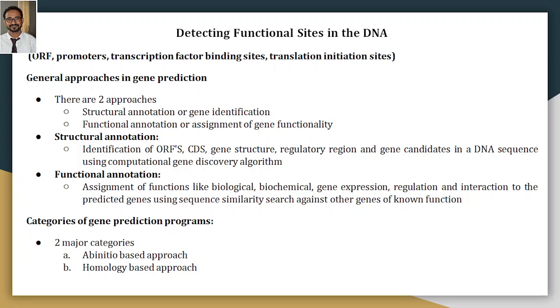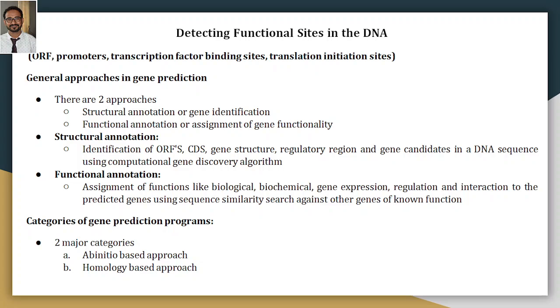When you speak about functional annotation, there has to be a specific function assigned to a particular gene, that is called gene functionality. It can be biological function, biochemical function, gene expression, regulation, or interaction, for whatever predicted genes there are, using a sequence similarity search against other genes of known function by using BLAST or FASTA. We have done this in earlier classes, where we discussed multiple sequence alignment and those things.